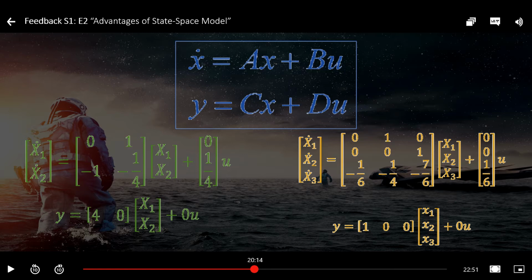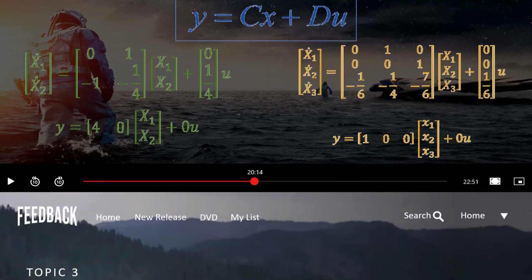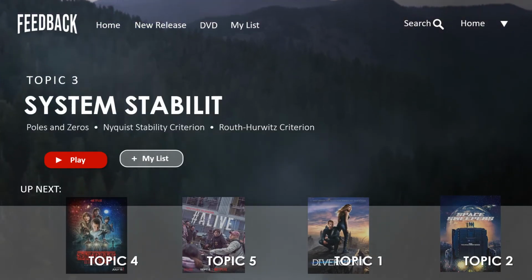One of its great advantages over transfer function is its flexibility and applicability to a wide range of systems, linear and nonlinear, time-varying and time-invariant, single input, single output, SISO, and multiple input, multiple output, MIMO. Unlike transfer functions, which provide only input and output behavior, the state space model provides more information about the system internally using state variables. System stability.